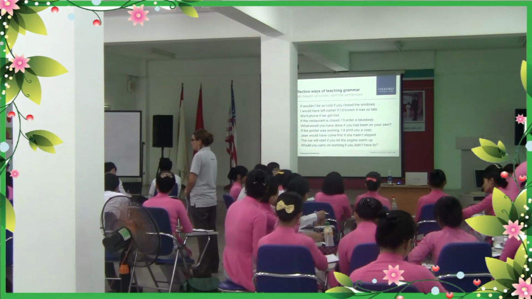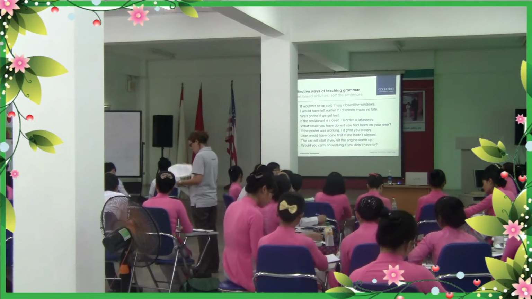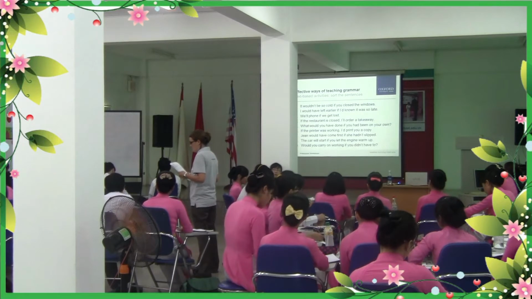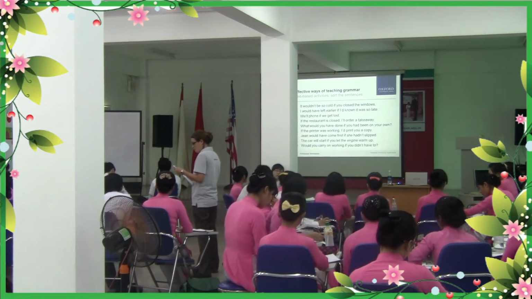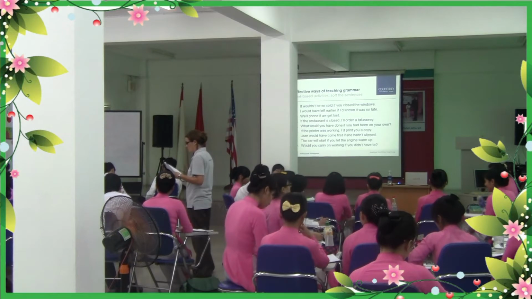I put 9 sentences into 3 categories. The first one is the conditional type 1. We have sentence number 3, 4, and 8. For the conditional type 2, we have sentence number 1, 6, and 9. And the last 3 ones is conditional type 3. 2, 5, 7, right?